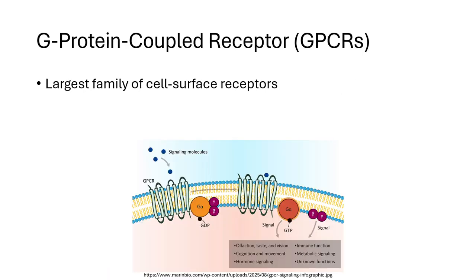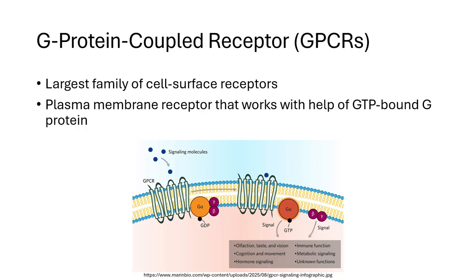Let's talk about types of receptors. We're going to talk about two major types. The first one are called G protein coupled receptors, or GPCRs. This is a large family of proteins. You have a lot of GPCR types on the surface of your cells. They work with the help of something called a G protein, which is called that because it's bound to either GDP or GTP.